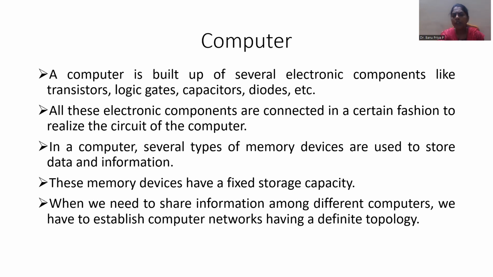What is this computer? How can it be compared with the human brain? Via the memory devices. Even the brain has memory capability. Also, the computer has memory devices with a fixed storage capacity, and it has a definite topology, whereas the brain topology is not definitive.